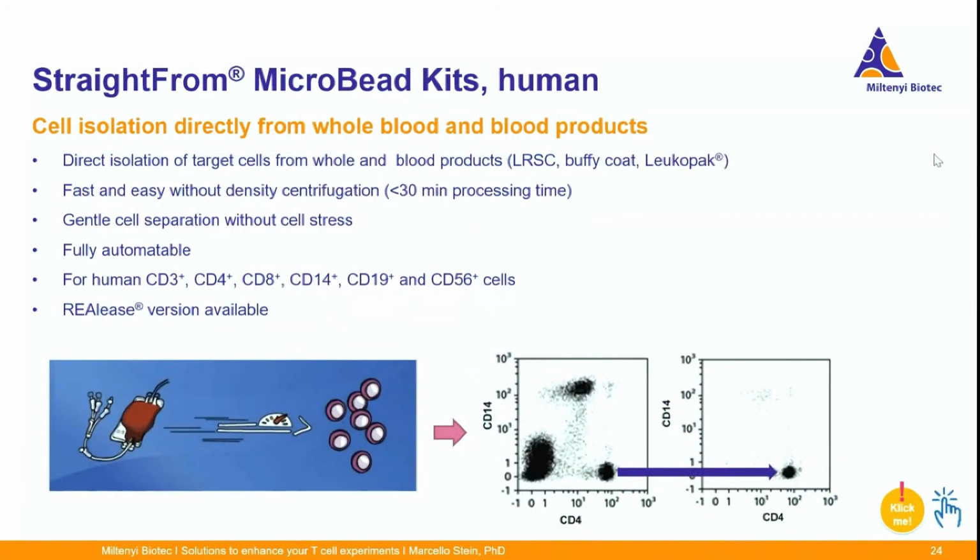Our next highlight products are the StraightFrom MicroBeads. StraightFrom MicroBeads allow the isolation of target cells directly from blood and blood products without density gradient centrifugation. In regards to T cells, CD3 positive, CD4 positive, and CD8 positive cells are covered and can be directly isolated from whole blood, buffy coat, leukoreduction system chambers, also called LRSCs, and leukopaks. Of course, cell separation with StraightFrom is automatable, depending on the starting material.